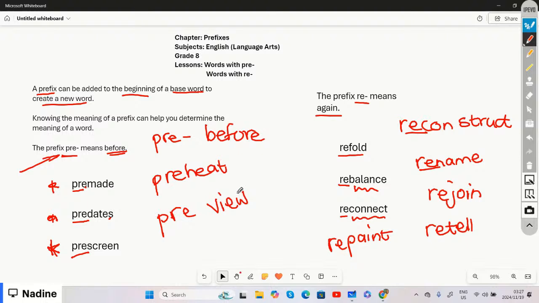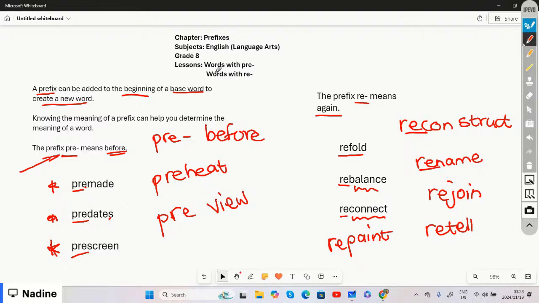So these are but a few examples of prefixes with pre that means before, and prefixes with re that means again. And once again, a prefix is a word that we add at the beginning of a base word, and knowing the meaning of a prefix can help you to determine the meaning of a word. Right?